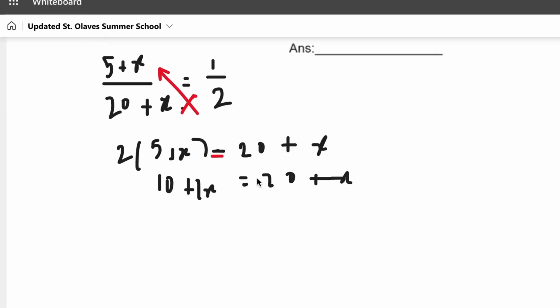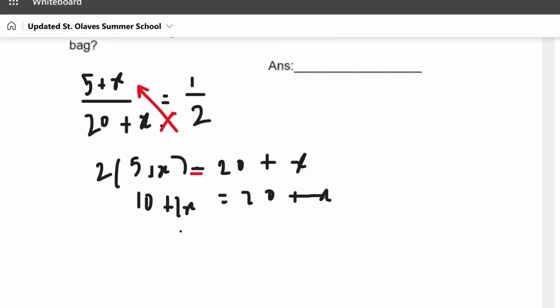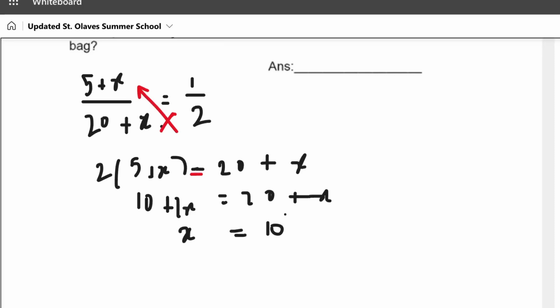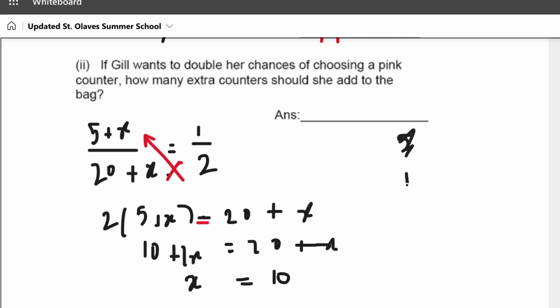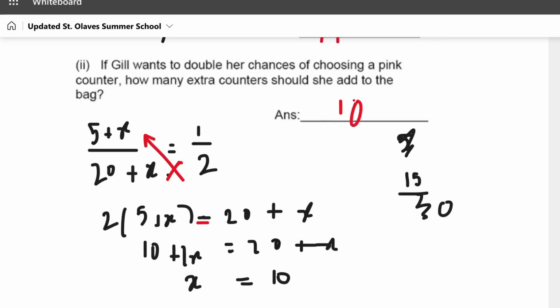And then if I keep on moving down, we get X, because we're going to subtract X from both sides, is equal to 10. So we know we have to add 10 pink counters, and let's just try this out. If she adds 10, she gets 15 over 30. Does that double her chances? Yes, it does. So this would be 10.